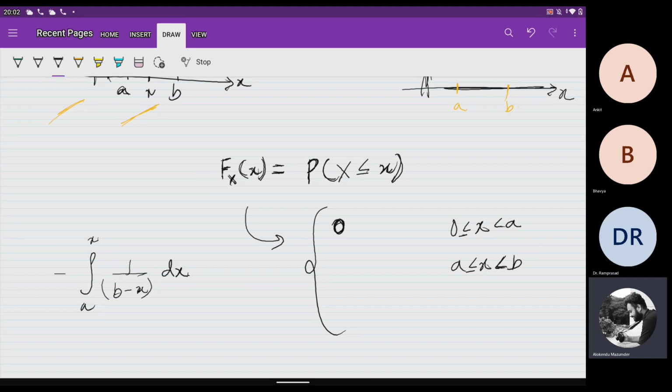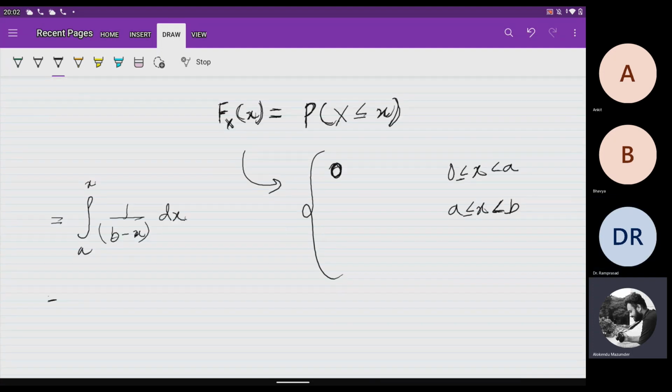Can you please mute? There is a lot of background sound coming.